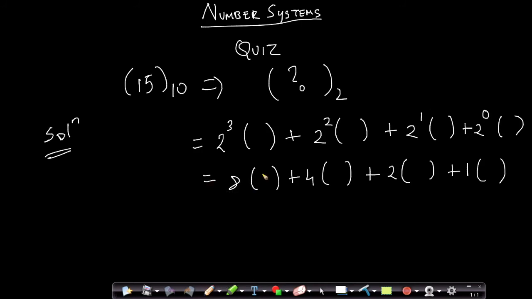So do we need the 8? Yes, we do. Do we need 4 this time? Yes, we need 4, so that gets us to 12. Do we need another 2? Yes, we still do, at least 2 more, which got us to 14. And do we need another 1 at least? Yes, we need the 1 as well, which will get us to 15. Therefore, 15 to the base 10 is equal to 1, 1, 1 and another 1 in binary form.